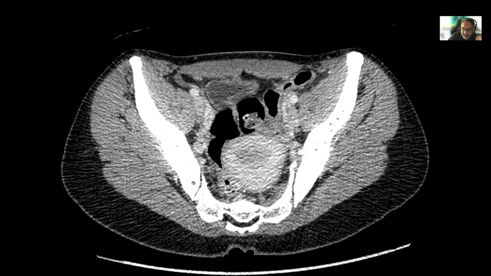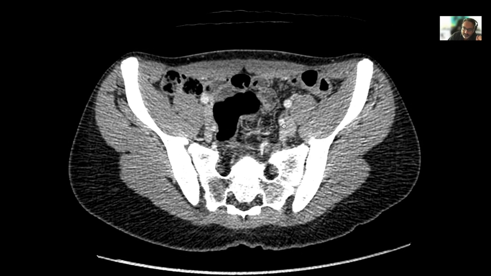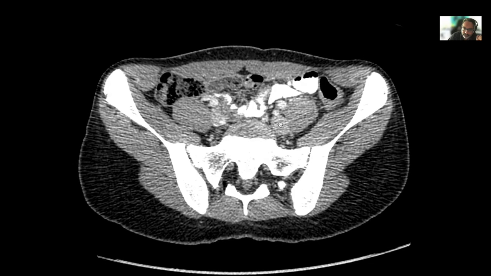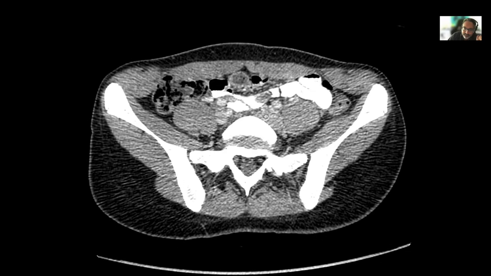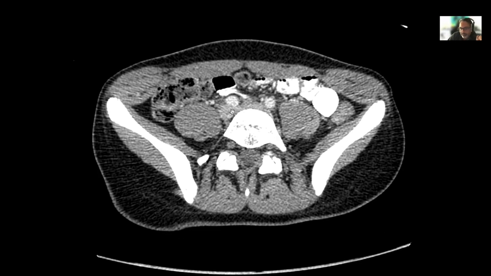Now it's joined the internal iliac vein, and it's become the common iliac vein. Now here's the common iliac vein. That's the common iliac vein. You can see the common iliac vein coming here and crossing over, and it will join the common iliac vein of the other side.